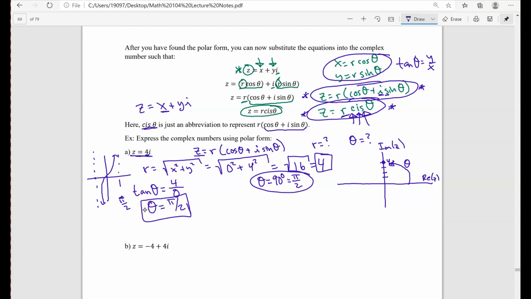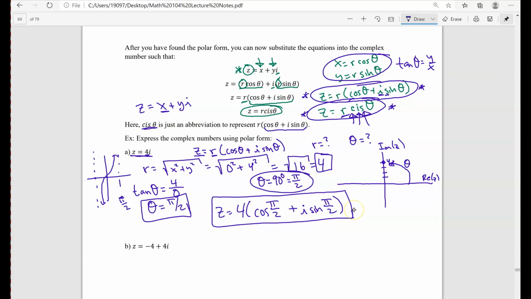So the way you write this, in this notation, is z is equal to r, where r is equal to 4, times cosine of pi over 2 plus i sine of pi over 2. This is the polar form of the complex number. Or you could have just written it as z is equal to 4 cis pi over 2. There's another way that we can do it.